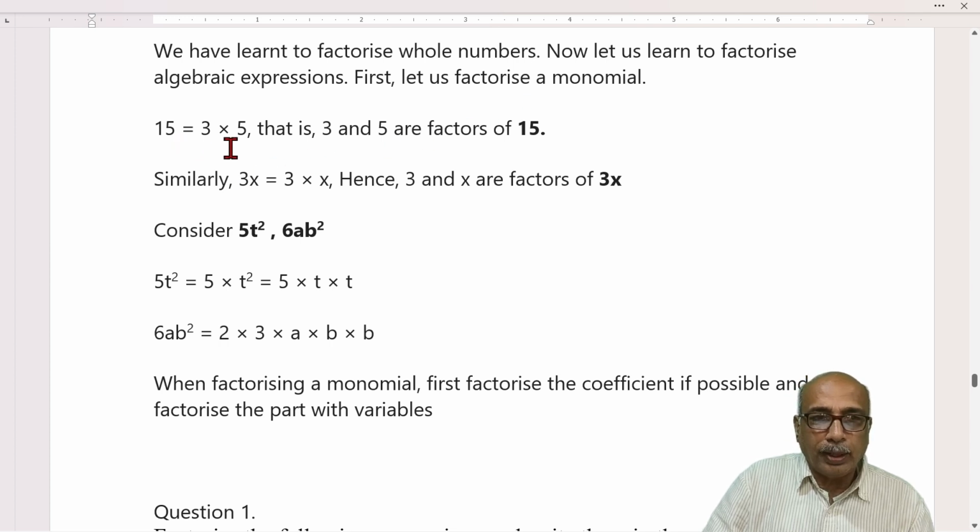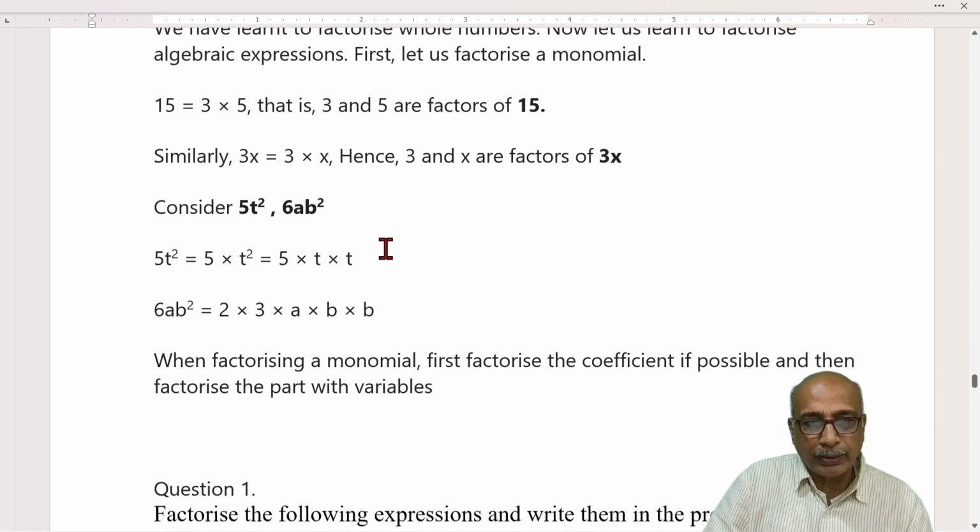15 is 3 into 5, that is, 3 and 5 are the factors of 15. Similarly, 3x is 3 into x, where this is the multiplication sign. Hence, 3 and x are the factors of 3x.